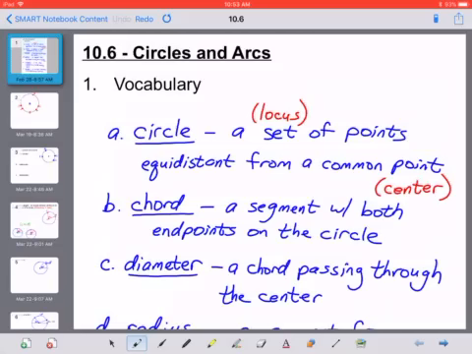Okay, Geometry AB, here we go. 10.6 is a long section. We're going to try to cut this up into a few different videos. We're just going to do about 6 slides today. Now, you guys should all have these notes with you, printed from last time, earlier in the week, everybody.